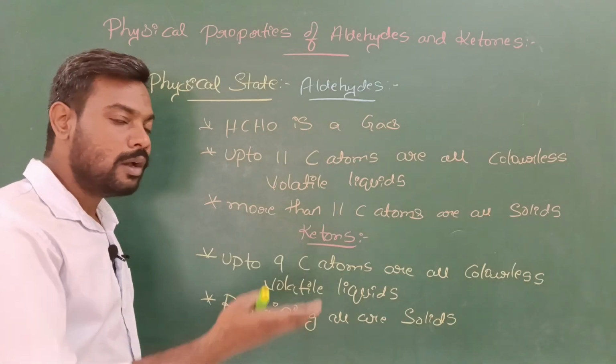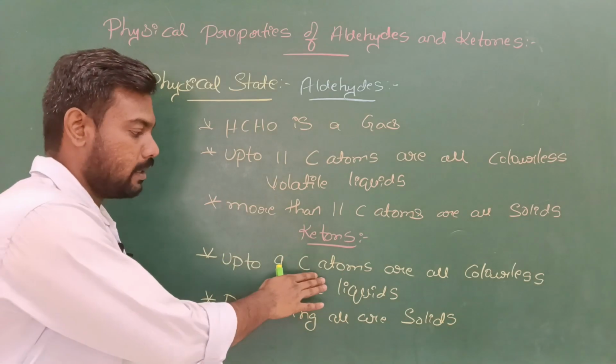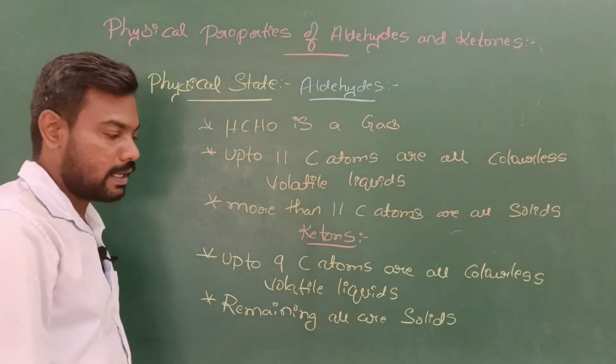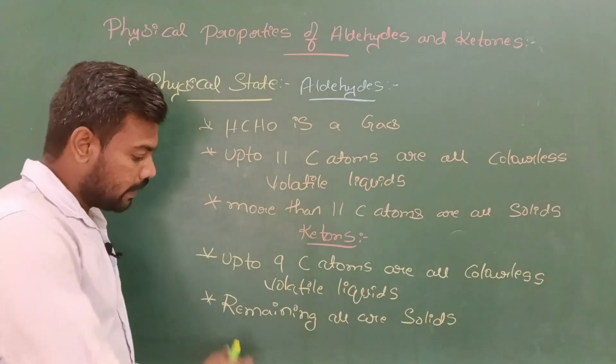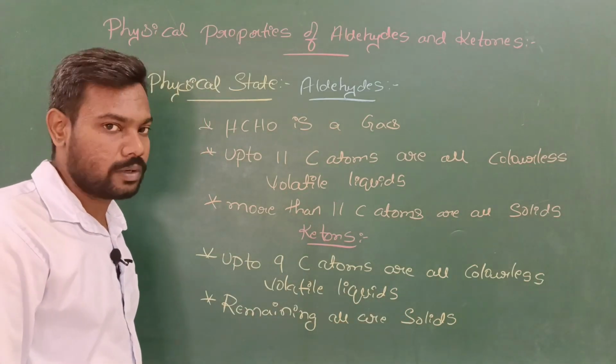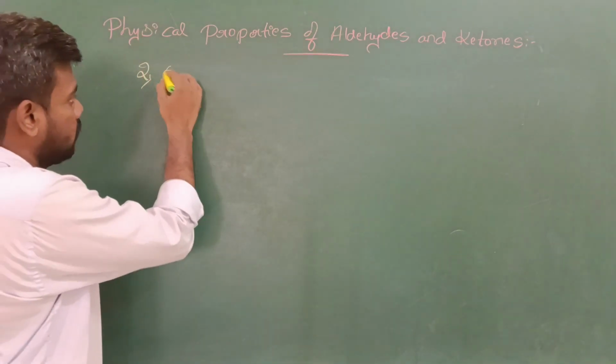And in the case of ketones, the ketones which contain carbon atoms up to 9, meaning the compounds which contain 3, 4, 5, 6, 7 up to 9 carbon atoms, are all colorless volatile liquids. And the remaining all are solids. Clear?